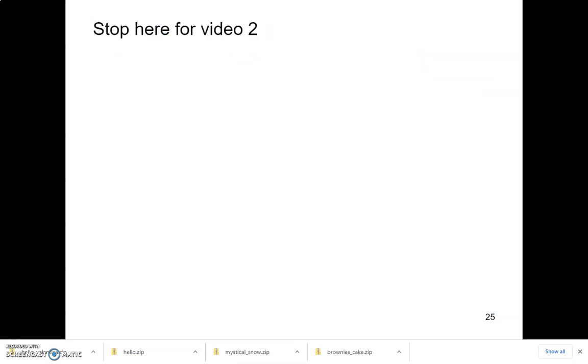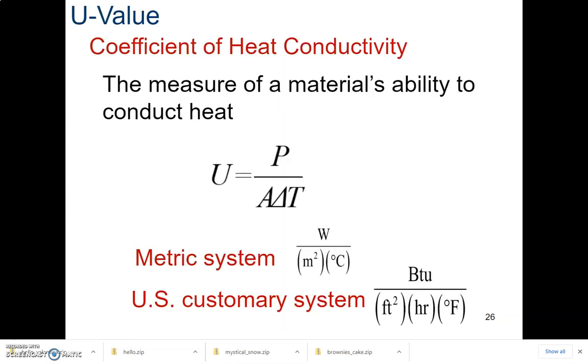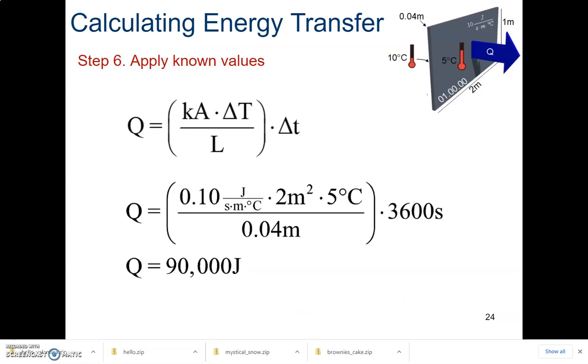Stop here for video 2, because we're not doing coefficients of heat conductivity yet. So that's that. We are going to do something very similar to this that you just watched when you create your thermal insulation, renewable insulation material. All right, so I will see you then when we do that.